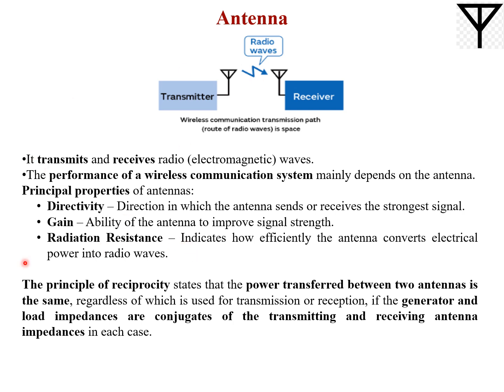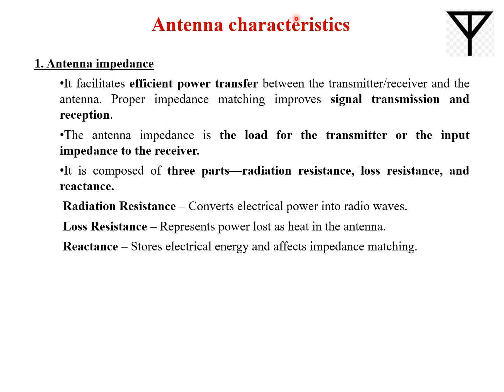The principle of reciprocity states that the power transferred between two antennas will be the same regardless of which is used for transmission and reception, if the generator and load impedance are conjugates of the transmitting and receiving antenna impedance in each case. So the characteristics of an antenna. The first characteristic is antenna impedance. Antenna impedance facilitates efficient power transfer between the transmitter and receiver and the antenna.